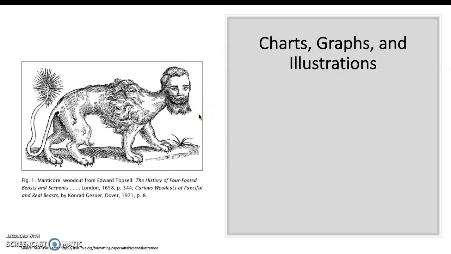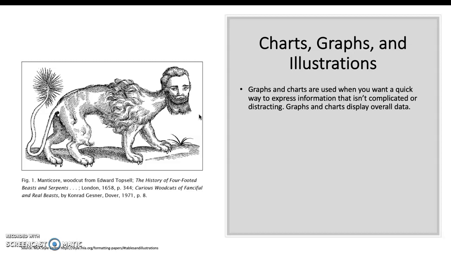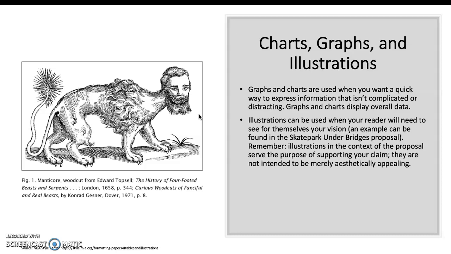All right, so for charts, graphs, and illustrations, it's another type of visual that you could include. So graphs and charts are usually good for big picture information. If you want to take some data or some numbers, and if the individual values aren't as important, if it's more like general trends or sweeping overall information, that's a really great opportunity to use a graph or a chart. And you can also use an illustration.